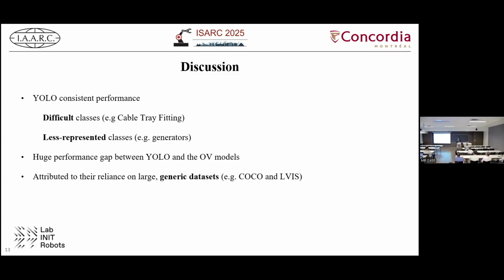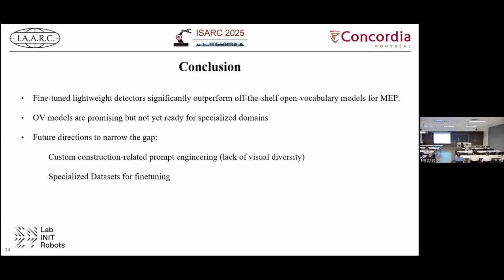As a discussion, we need to stress that fine-tuned YOLO, being a very lightweight model, can detect even difficult classes and classes less represented in the dataset. The gap between the two is still huge, mainly because those other models are trained on generic datasets, so they don't understand domain-specific content. In conclusion, we think this gap needs to be shrunk, and much research needs to be done to do that. One direction could be custom construction-related prompts, where we just enhance the text that we input. We don't expect it to give a huge enhancement. But the other direction is to build a very specialized large dataset to fine-tune those generic models.